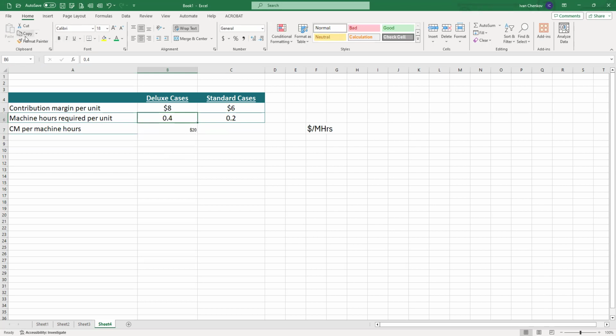So how much do we generate in here? $20. How much do we generate in here? $30. Which one has the highest contribution margin now? $30, the standard case, right? Yes. So we have to focus our production first on the standard case. And once we reach the demand for the standard case, we're going to start producing deluxe cases. Let's move to the slides.